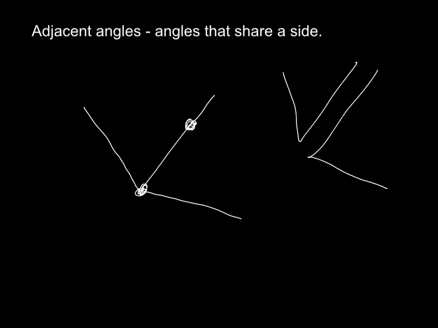Today we'll be discussing how to identify different sets of angle pairs. The first type of angle pair is where you have two adjacent angles. These are angles that share a side. For example, these would be adjacent angles because they share this side here. These would not be adjacent angles because they don't share a side.